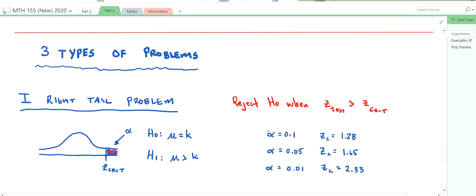And then what I've done is show you, for a given alpha value, what the critical z value is, because the critical z value is always going to be the same for a given alpha value. If alpha is equal to 0.1, or 10%, that means this is 10% of the area of the curve over here. Z critical, the left boundary of this region, is 1.28. That's always going to be the same.